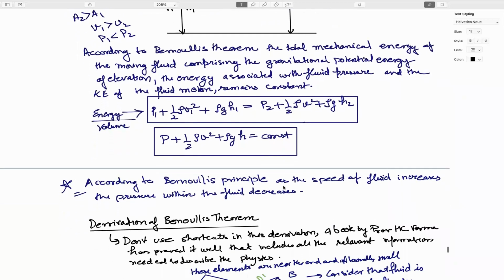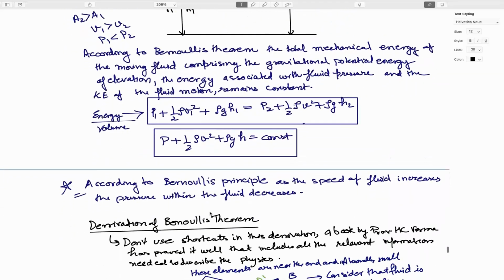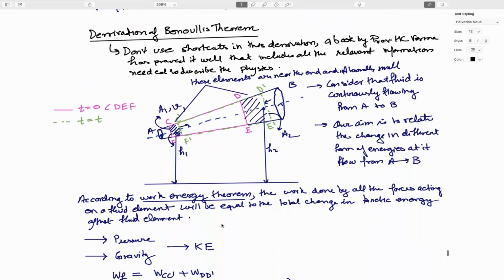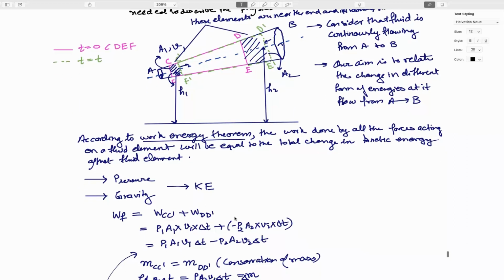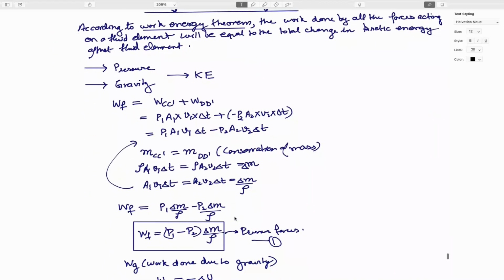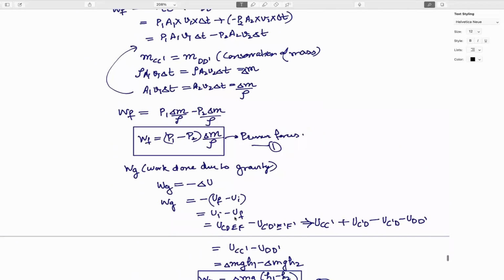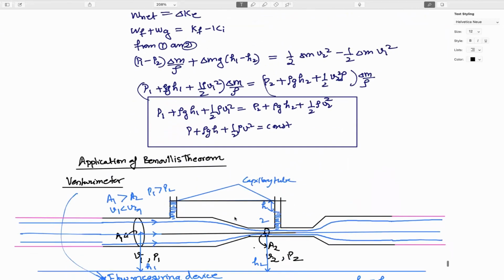According to Bernoulli's principle, as the speed of fluid increases, the pressure within the fluid decreases, and that is based on energy arguments. After that, we derived Bernoulli's theorem by considering a tube of variable cross section and different height, and by applying conservation of energy we found that the total energy of the flowing ideal fluid is actually constant.